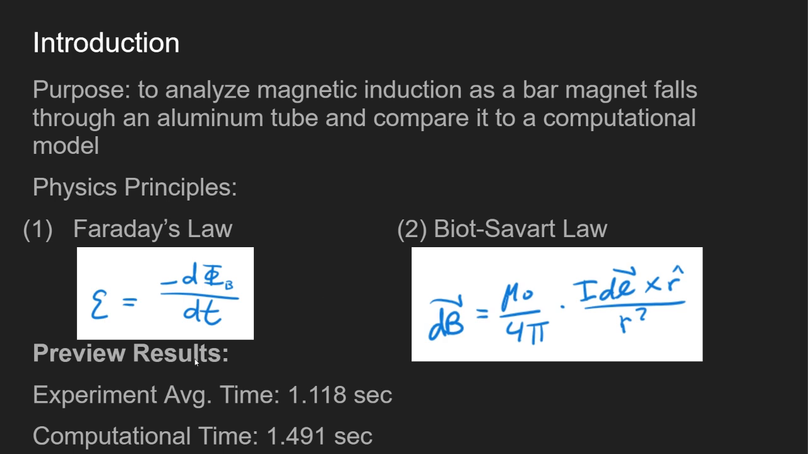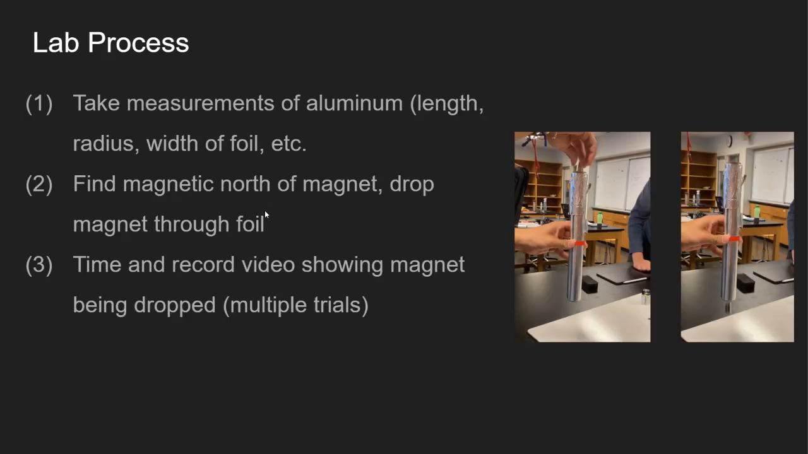To preview our results, the average time for our experiment for the magnet to drop through the foil was 1.118 seconds, and the time predicted by GlowScript was 1.491 seconds.